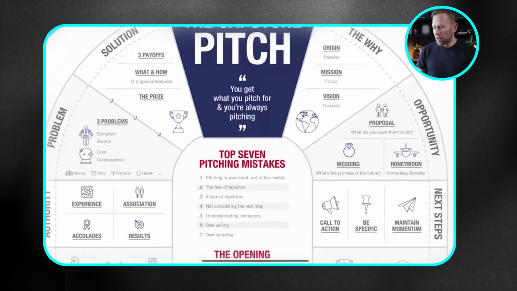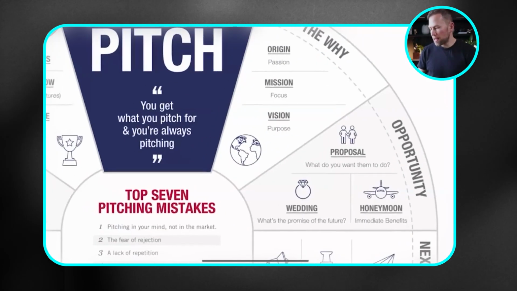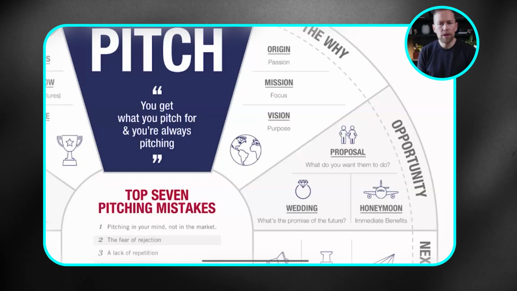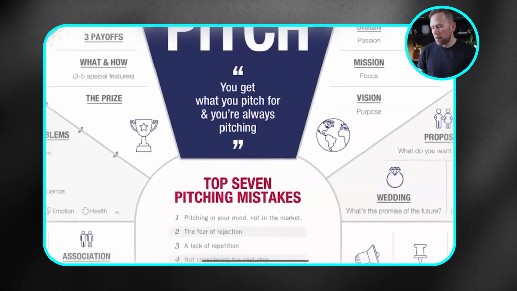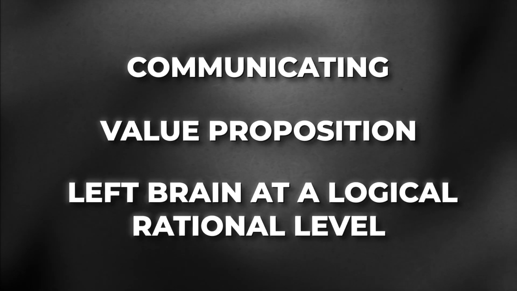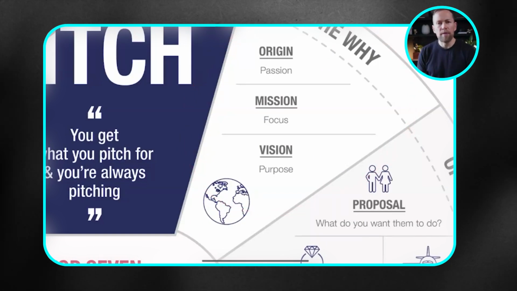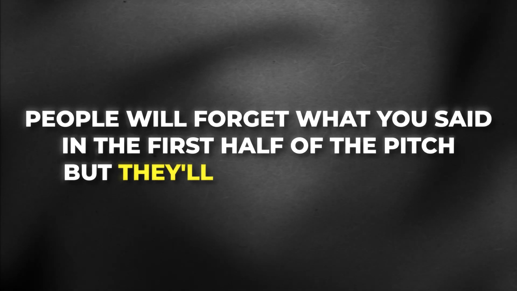Because it almost doesn't matter what you say here. You can say almost anything, but if you get this bit really right, you'll often have the attention of the room, whoever you're speaking to. So don't underestimate this. While the first 4 layers of the pitch are communicating the value proposition at a logical, rational, left-brain level, this piece is very powerful. Often people will forget what you said in the first half of the pitch, but they'll really remember this.